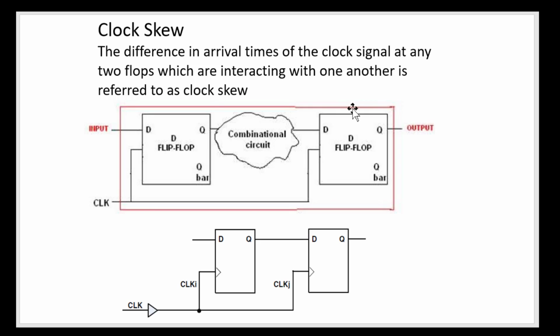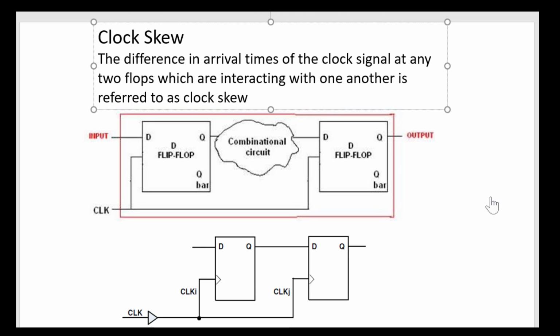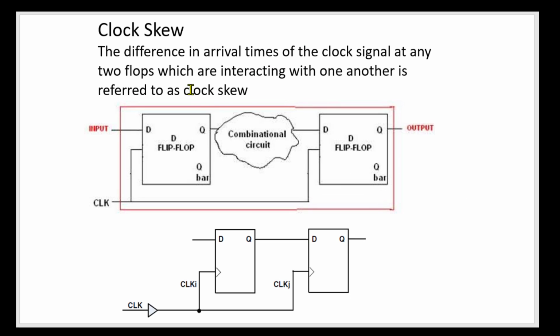So that means this flip flop will not produce a reliable output related to this particular input. If the clock skew is very large, please remember, the difference in the clock received by the two flip flops is too large. The first flip flop will produce output, but this output will not enter into this flip flop as it is not receiving any clock signal.